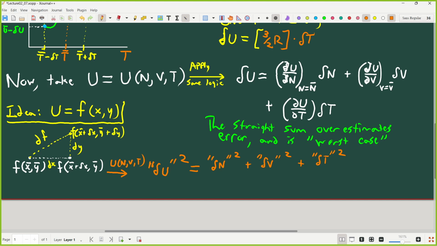So instead of the straight sum, this is the error in n, this is the error in v, this is the error in t, these little terms right here. Rather than taking the straight sum of them, we're going to square each term separately and assume that the square of the final error is the hypotenuse of the triangle made by these errors. So what does that give us?